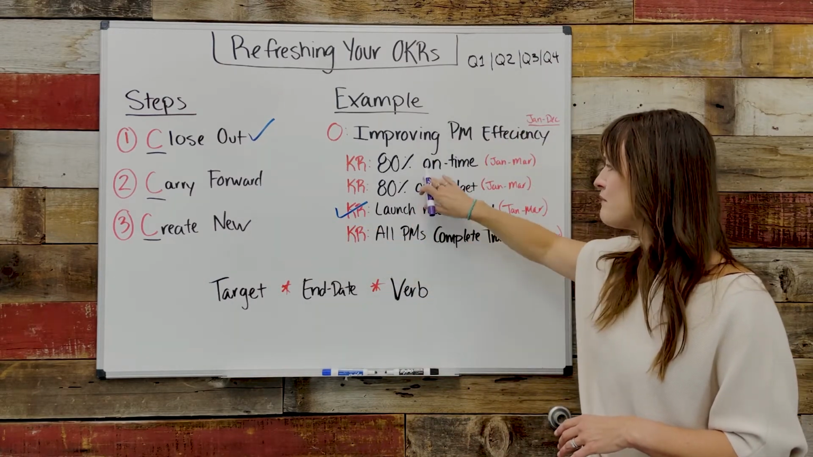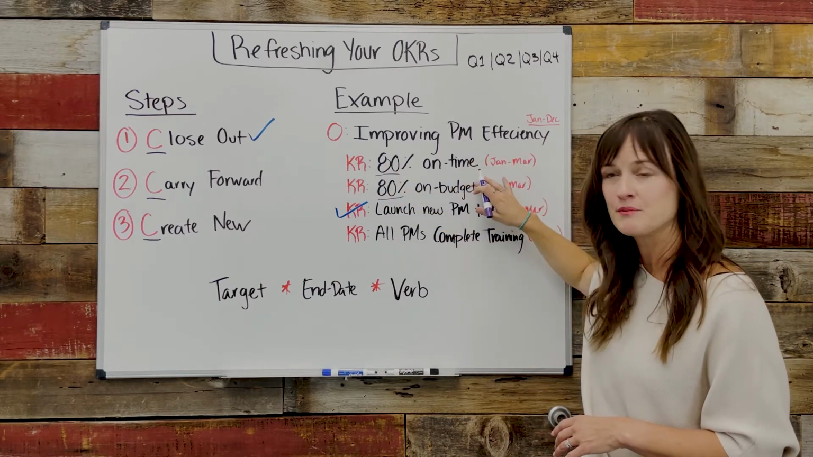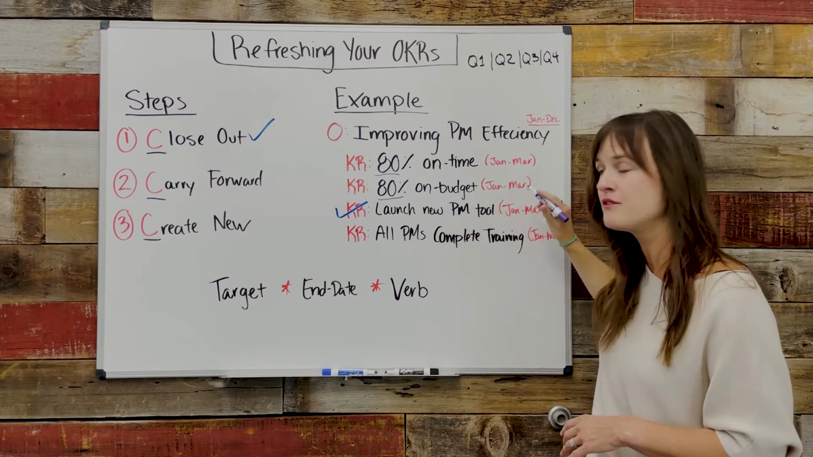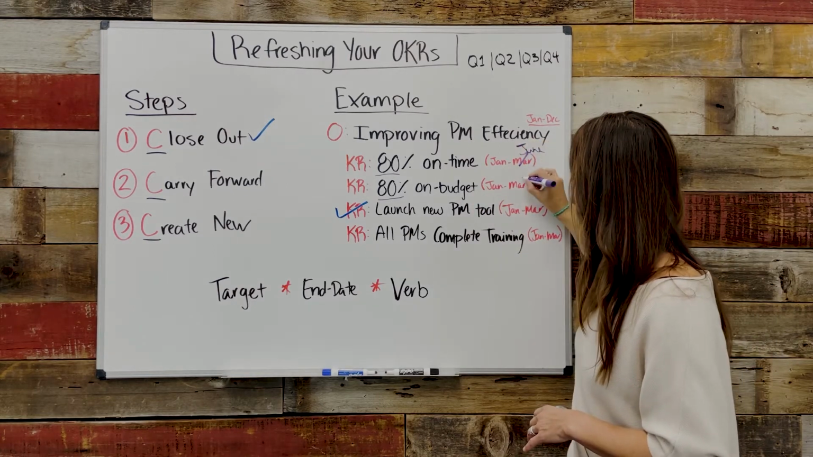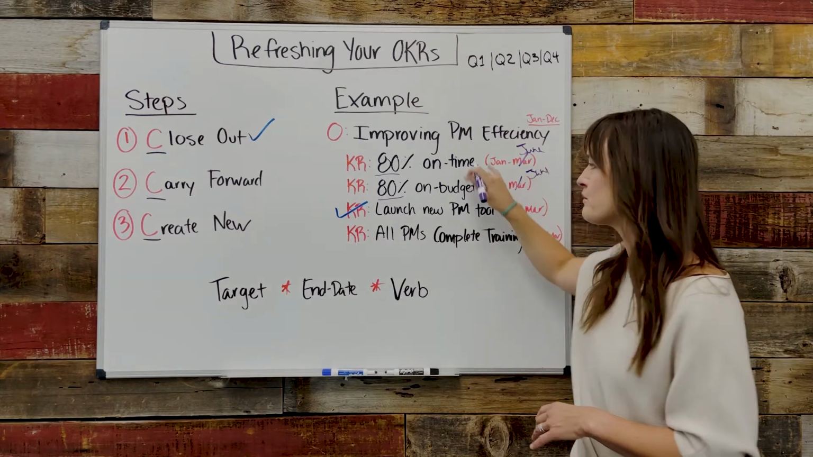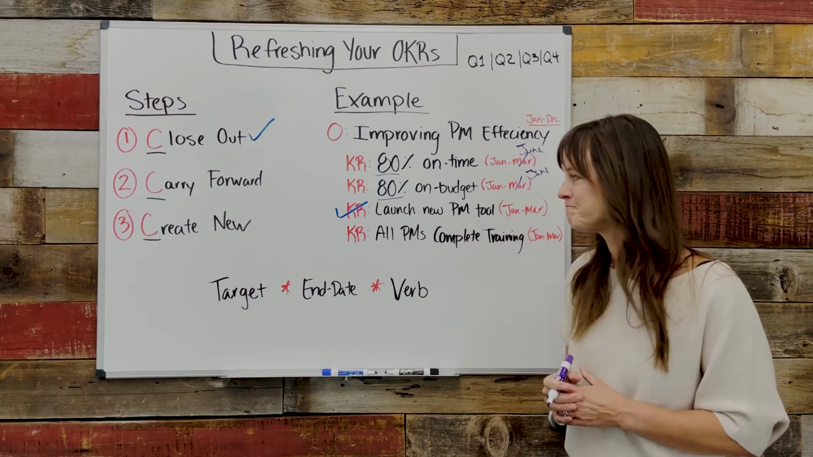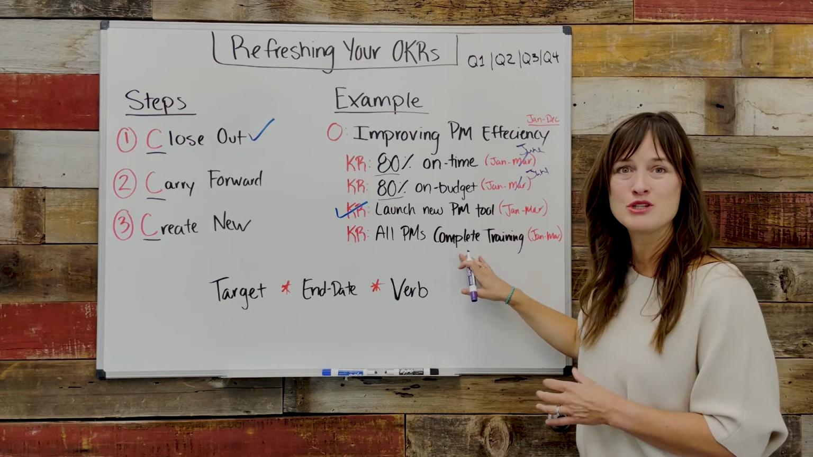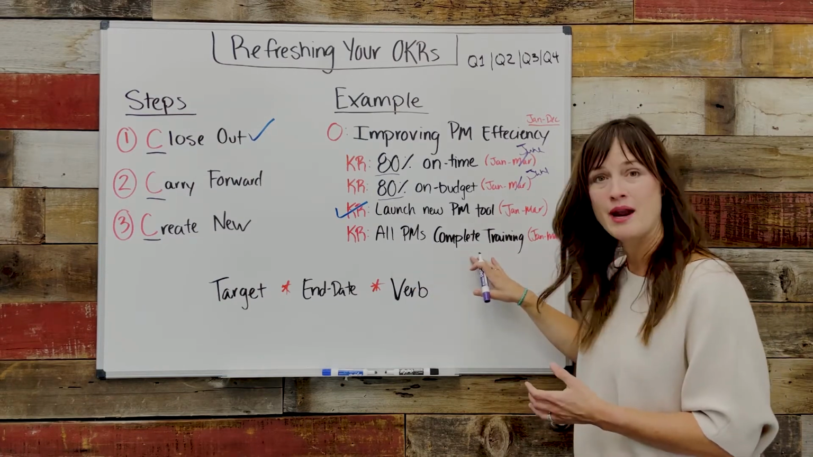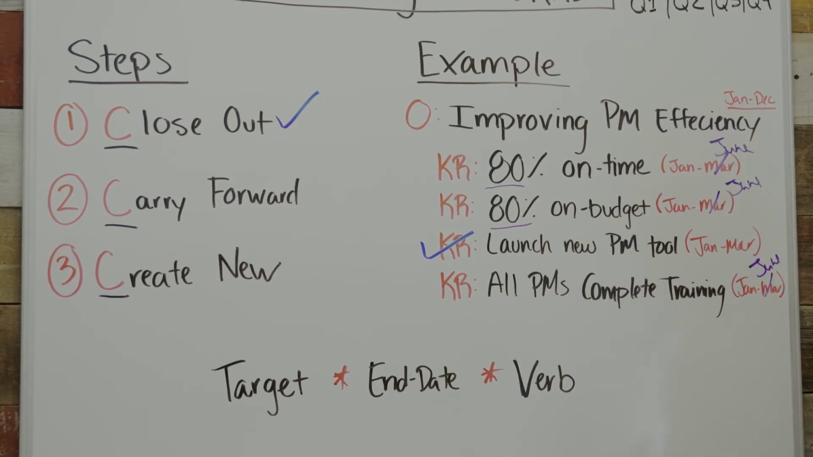Well, these 2 metrics of 80% on time project completion and on budget, they're going to carry forward. We're going to carry those into the next quarter, which would be to the end of June. They're great performance measures and we want to keep measuring them and we want to keep them as key results. And let's assume for a second that this didn't happen. We just didn't get to it. We didn't get to training our team. So we're going to continue this into next quarter as well.